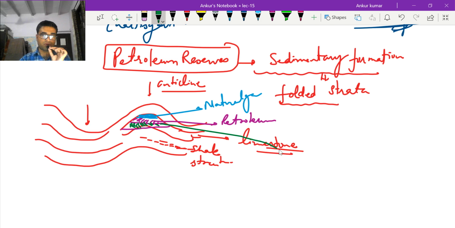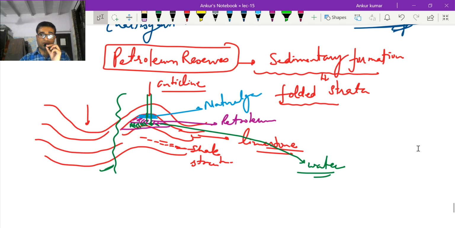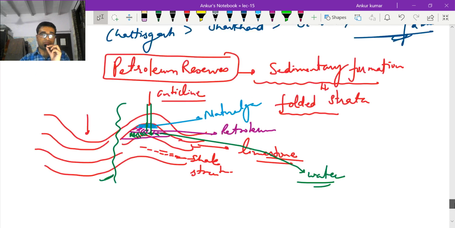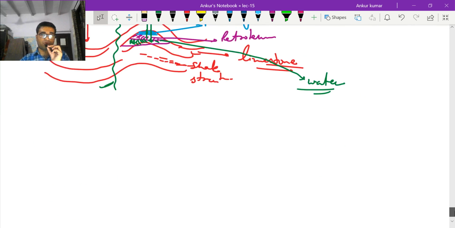So the third layer is of water. This is how the petroleum is found in the anticline valley. There will have to be a well which is dug up to the gas or the petroleum level. Okay, now moving on to the important reserves and a brief history. So this is all about the petroleum and how they are formed, where they are found, petroleum and gas.